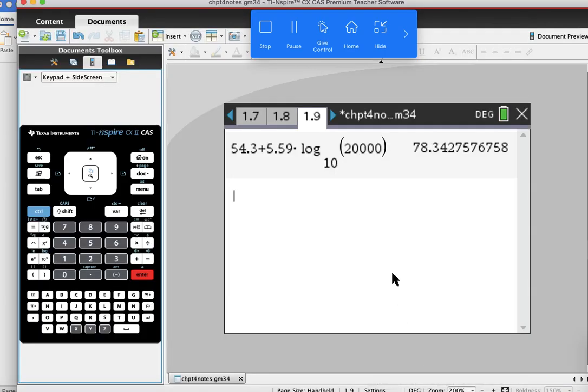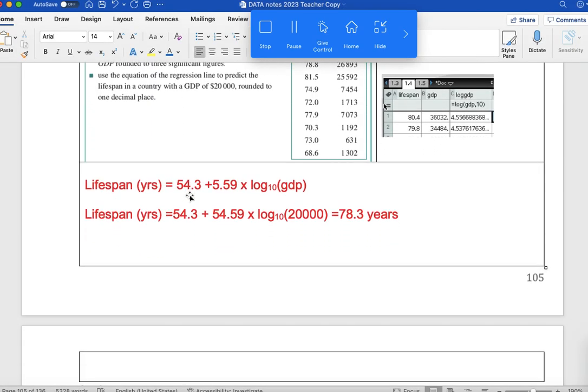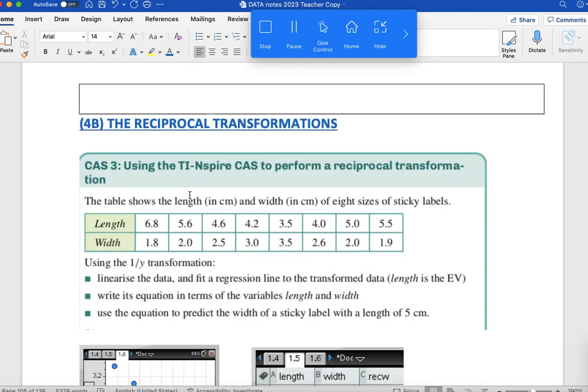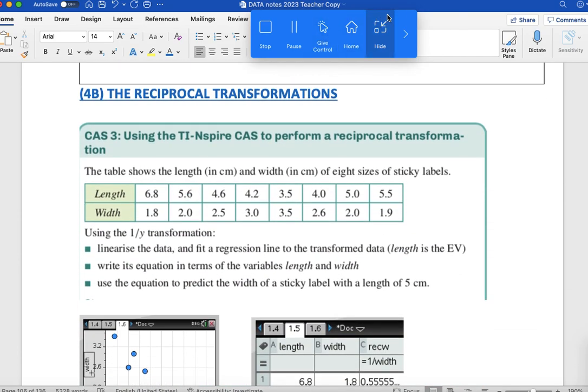Now, boys, if you've done a log Y transformation, just be careful when you're asked to predict. You must use the solve function to find your Y. I'll do it on the next one, so we can do it on our next one. All right, so we've done that one. Let's move to our next one, where we're going to do reciprocal.